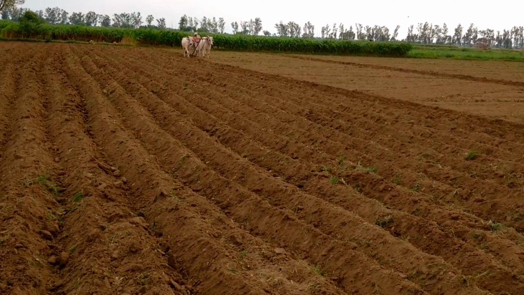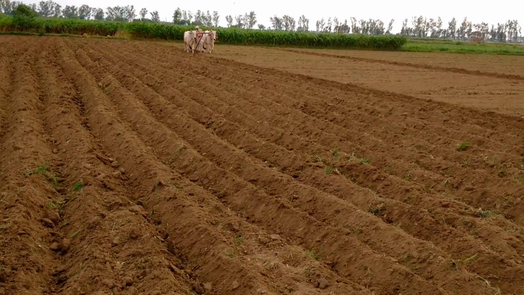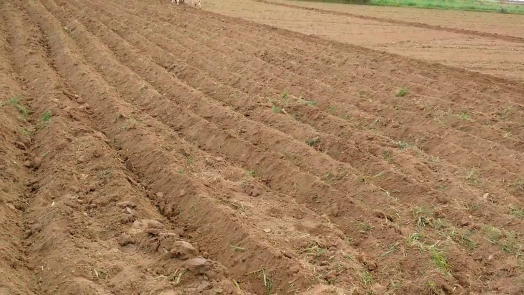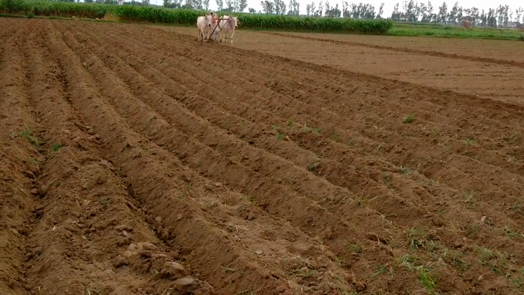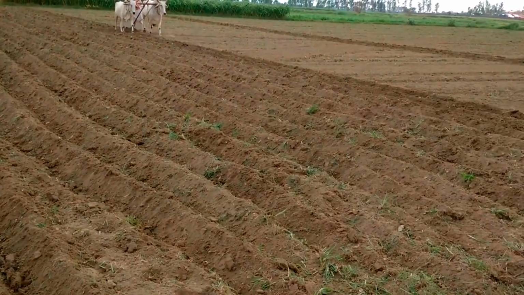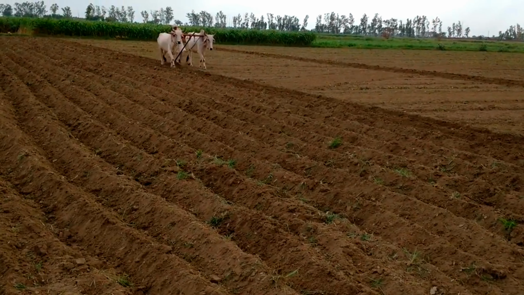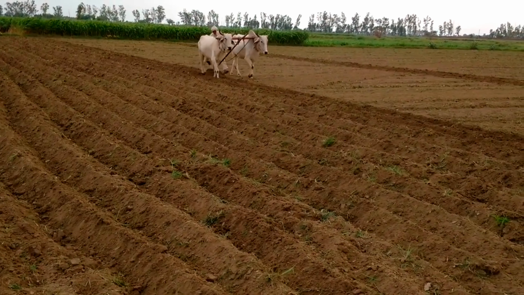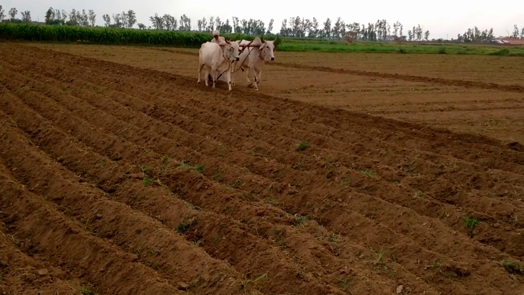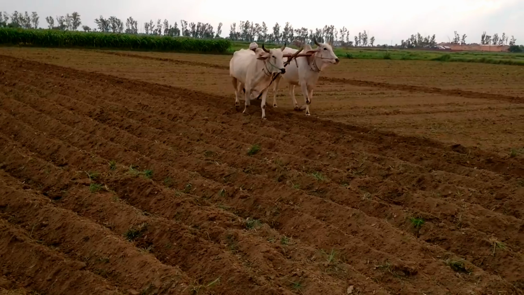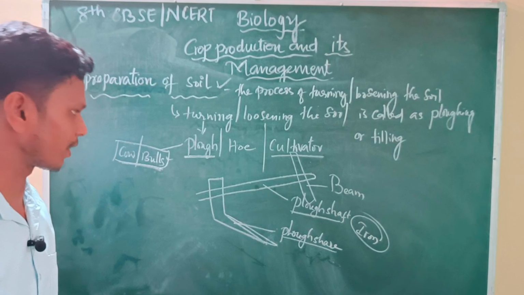Yeah, this is the video showing turning or loosening the soil by using a plow. You can see the farmer plowing or tilling the soil, where he is making the soil loose. You can see very clearly. Bulls are used to plow, to till the soil. Hope it is clear for everyone.